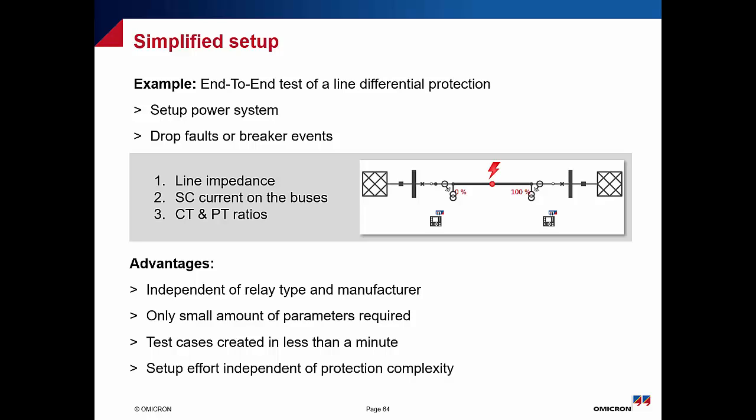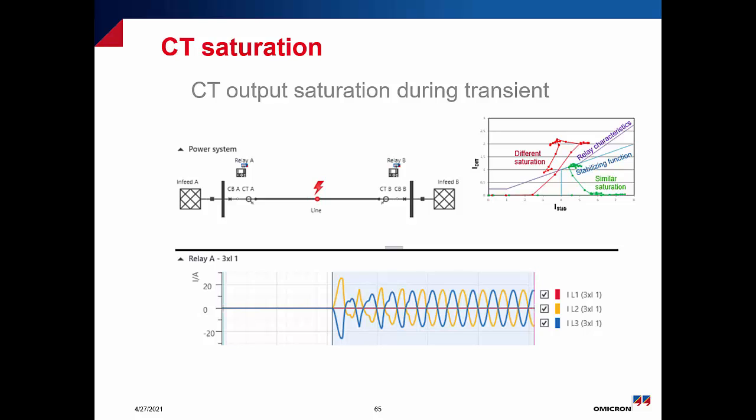What is required to apply the new approach? Very few things are required: line impedance, short circuit current on the buses, and the CT and VT ratio. And don't forget, if you have the CT test results, it is necessary to use them to simulate a more realistic waveform during the test and check the system capability against the transient behavior of the CT during fault and normal conditions.